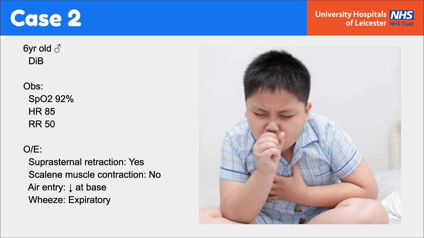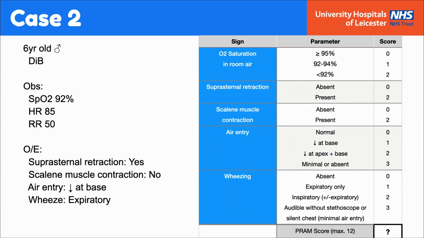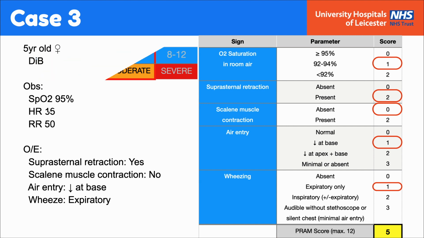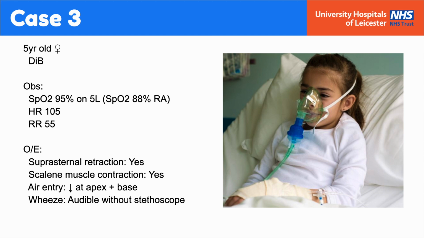assess his PRAM score. So he has oxygen sats of 92%, suprasternal retraction, no scalene muscle contraction, air entry is reduced to the base, and he has some expiratory wheeze. So if we calculate his PRAM score, it will be 5 at this time, making him eligible for enrolment to the study. Our third case is a 5-year-old girl who receives back-to-back nebulizers in the emergency department.